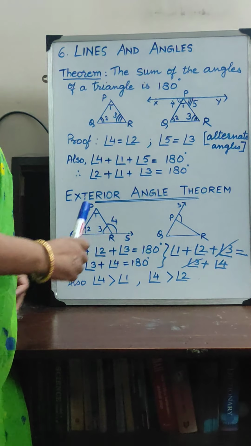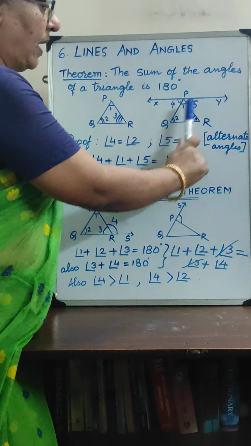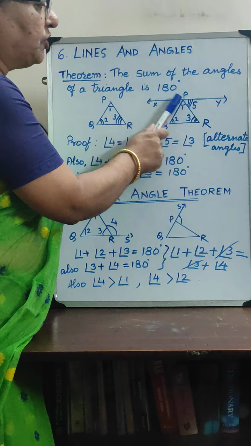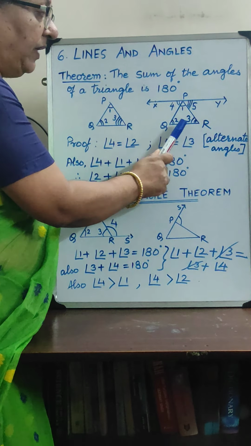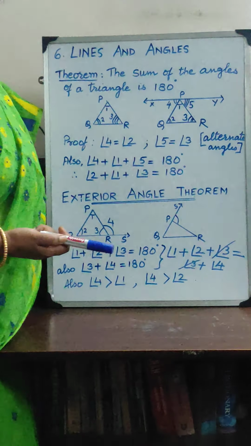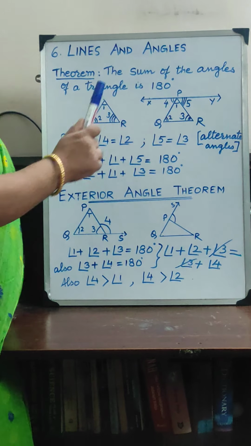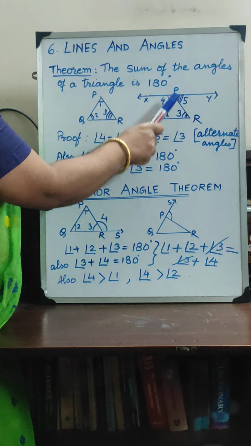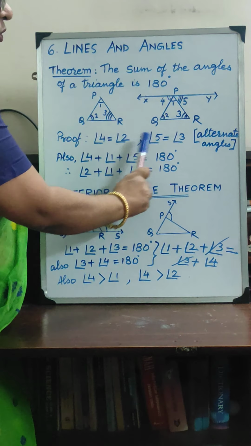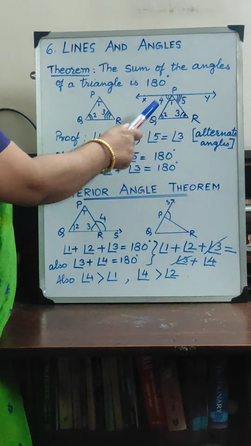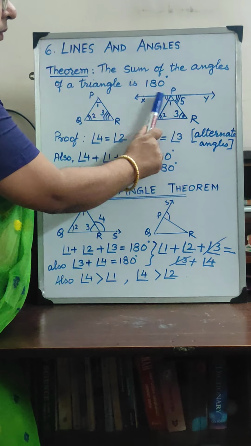Again consider XY parallel to QR. Now take this PR as the transversal. So we have angle 5 is equal to angle 3. Again they are alternate angles. So we have angle 4 is equal to angle 2, angle 5 is equal to angle 3. Both are alternate angles.